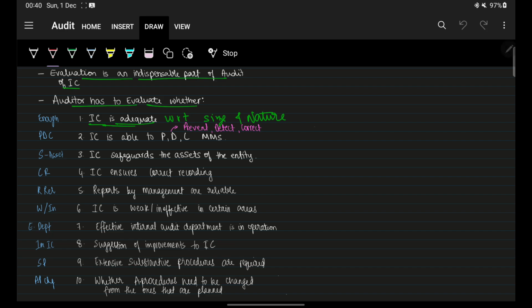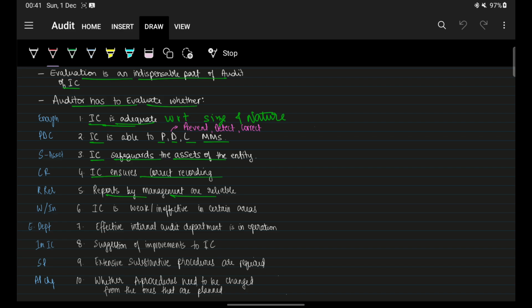Okay, second, if the internal control is able to prevent, detect and correct material misstatement. Okay, whether internal control safeguards the assets of the entity. Okay, whether the internal control is successful in safeguarding the assets. And lastly, in the fourth point, whether IC ensures correct recording. Okay, whether IC is ensuring that correct recording is going on, whether reports by management is reliable, right?